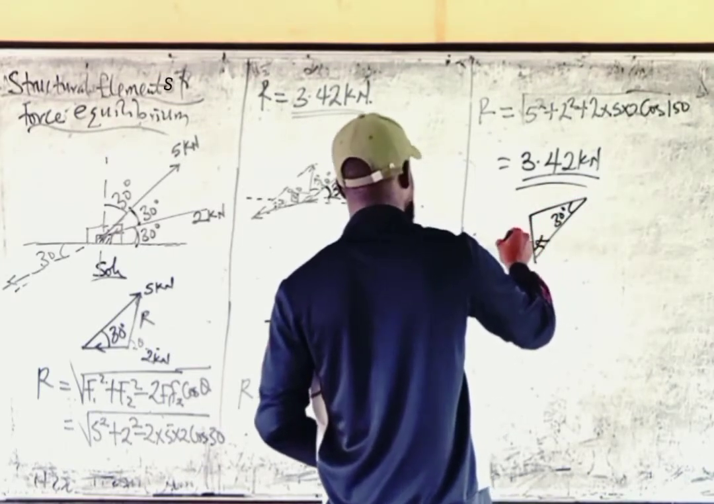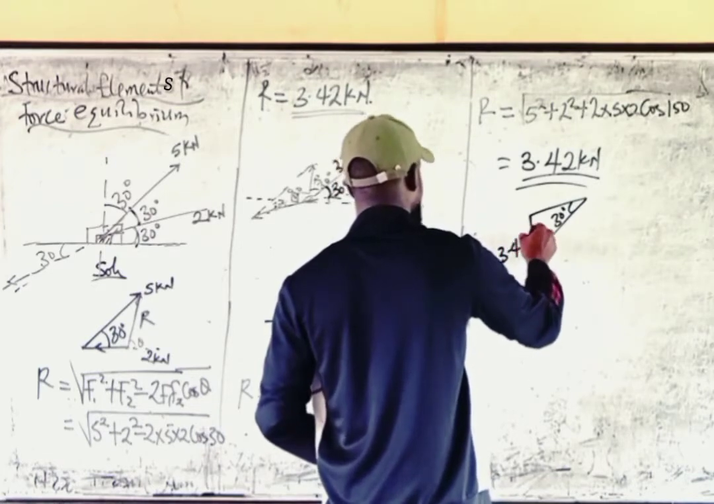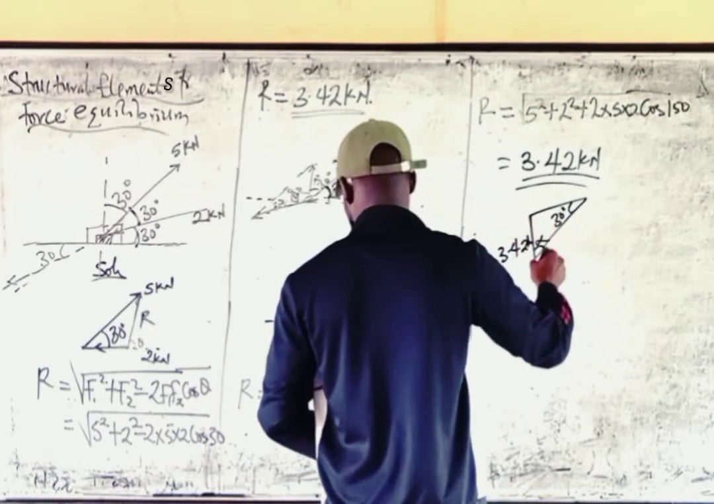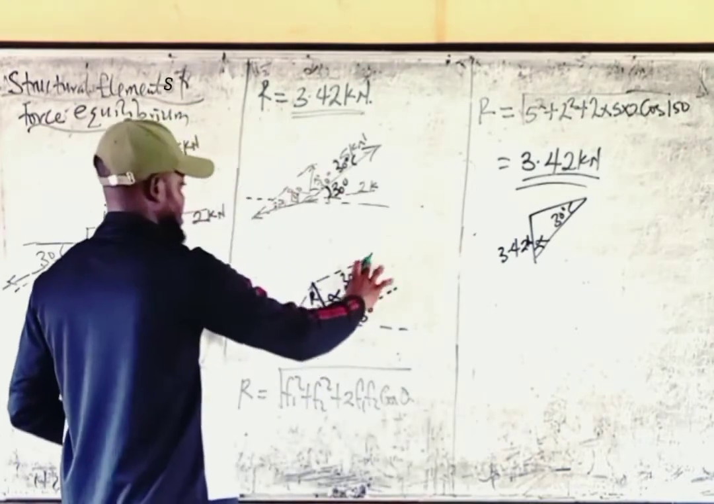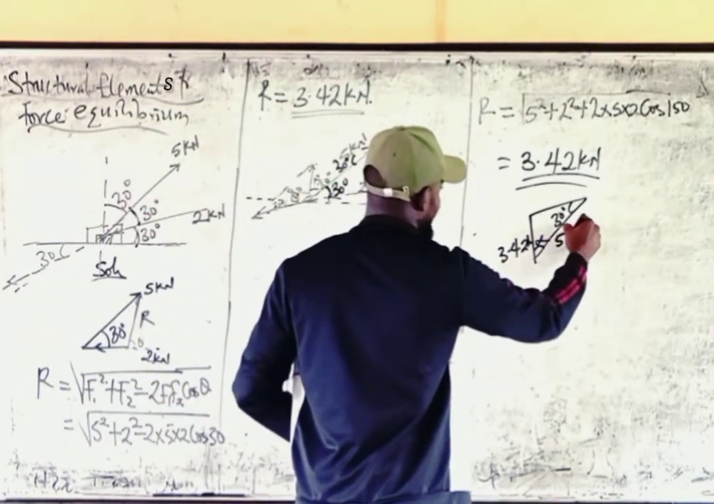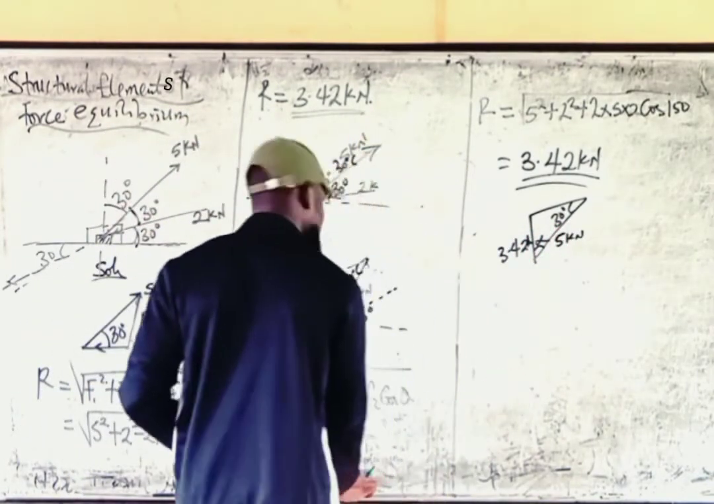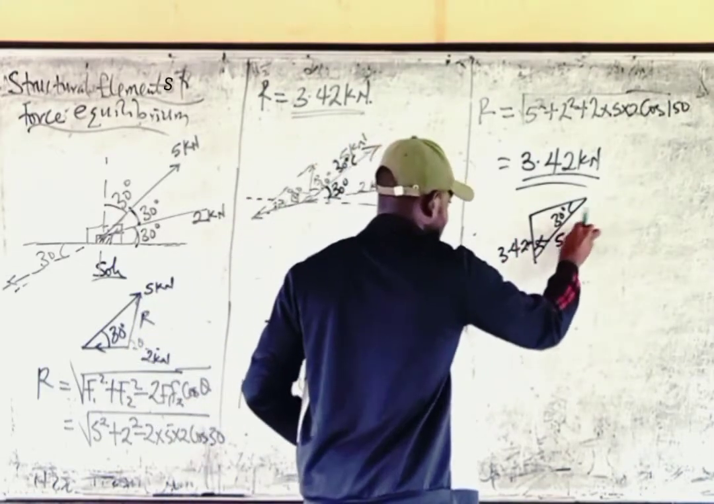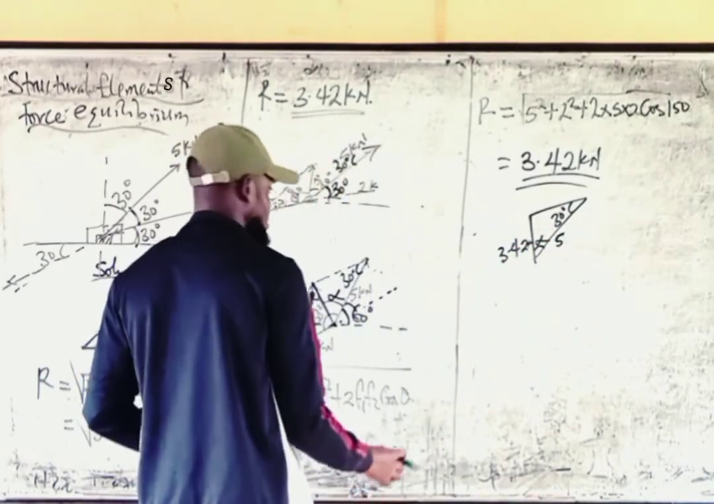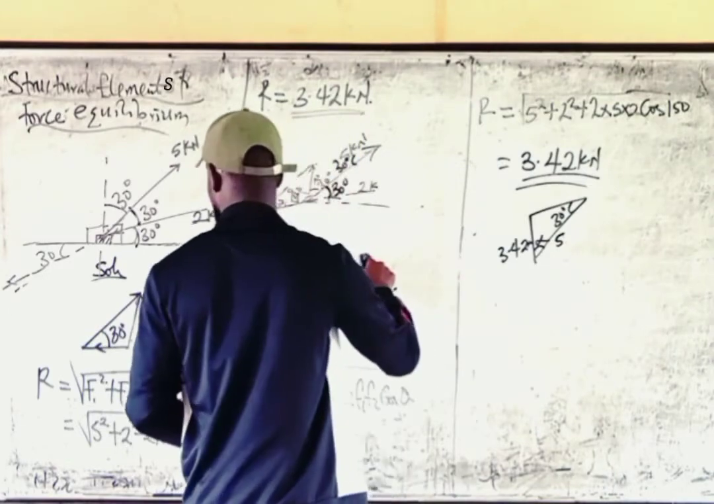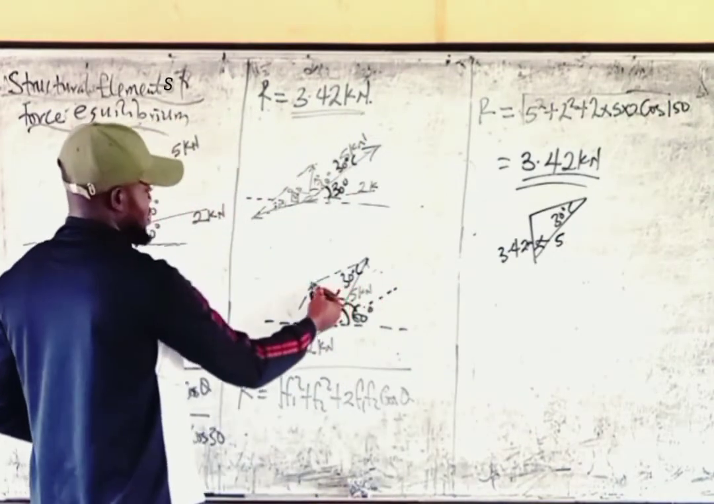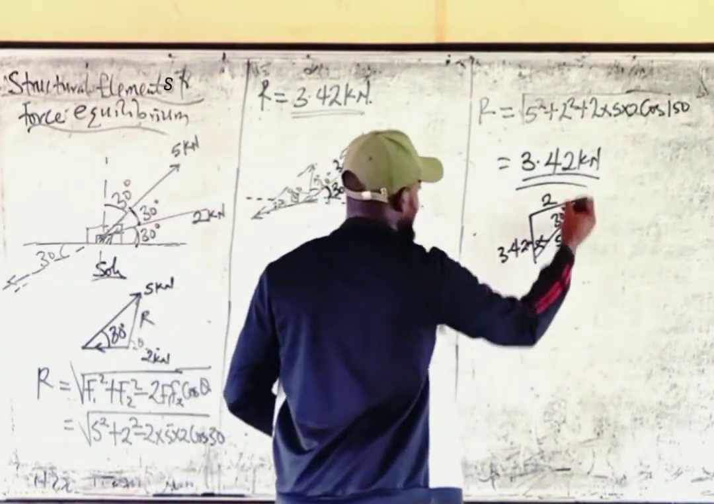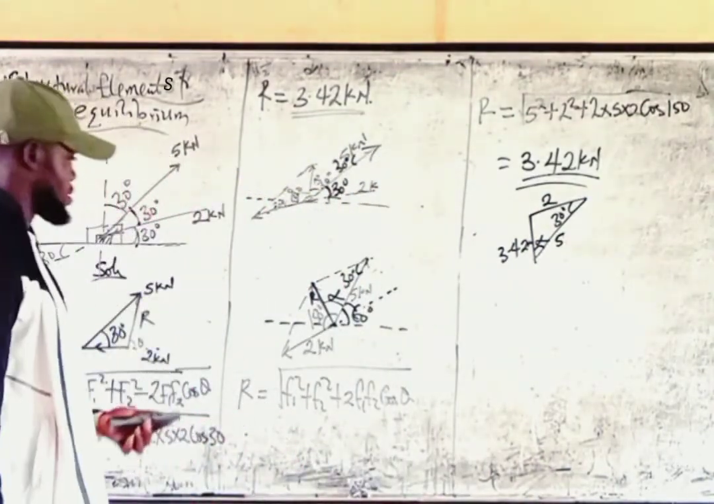So our arrow is 3.42 kilonewtons. Then this, what is this y? That is 5 kilonewtons. Don't forget about the unit, but let's put 5. You don't need the unit now. Then this other one, this top one, is 2. That is 2 kilonewtons.